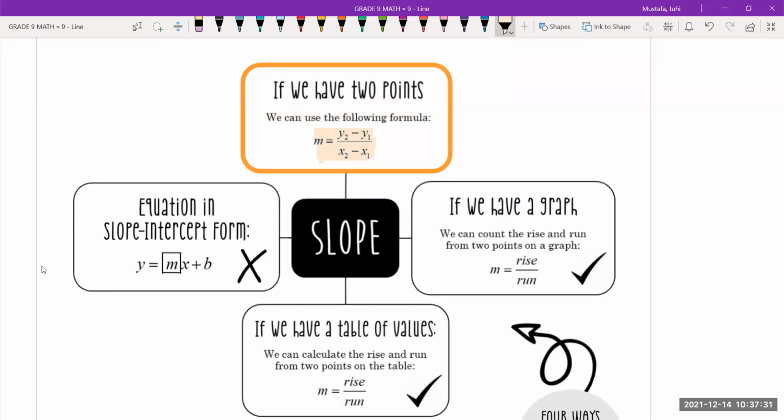And by the way, there's a 4th way to calculate the slope, but that way we will learn after a few classes, so probably tomorrow.